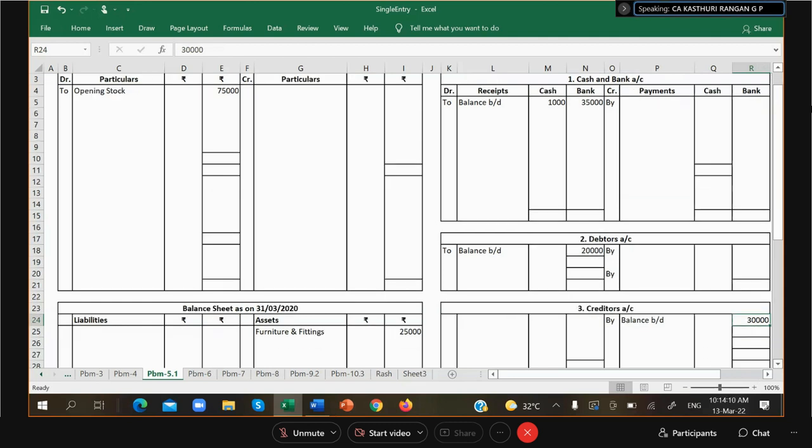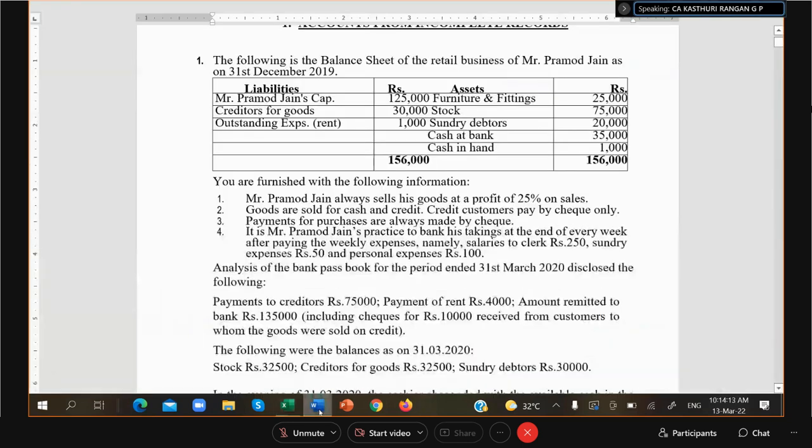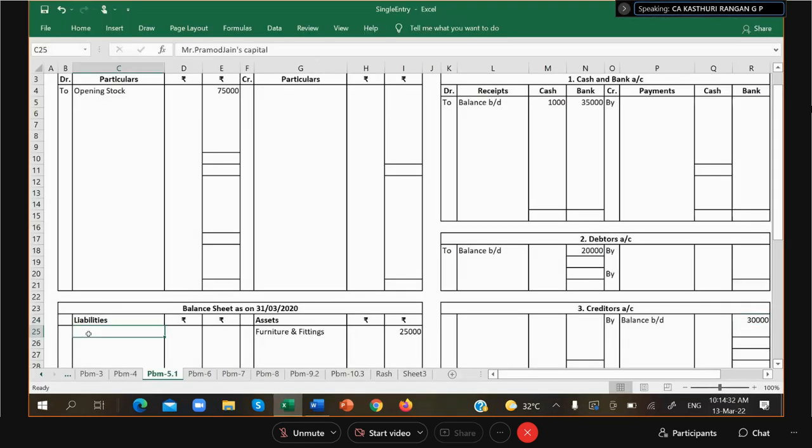Next, there is an outstanding rent. Outstanding as at the end of December 19. If during the period any rent is paid, we have to make an adjustment for this. No need to prepare a separate ledger for outstanding rent. And we have Pramod Jain's capital, proprietor's capital. Where will you put it? In the balance sheet, but in the inner column. Why? Because we'll find the profit or loss. We have to adjust it. There could be drawings. We have to adjust it.